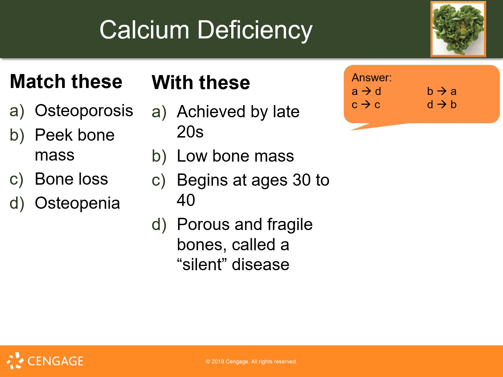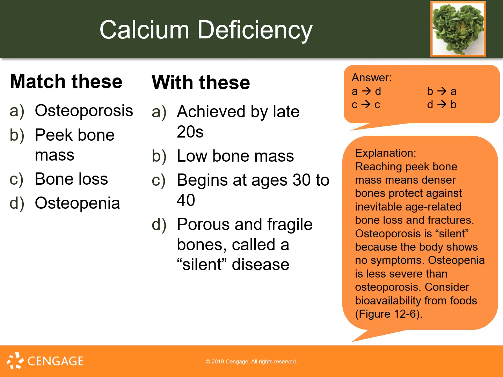A goes with D, osteoporosis, porous and fragile bones, called a silent disease. Peak bone mass, so B goes with A, is achieved by late 20s. Remember I told you that I actually grew in my 30s. And then C goes with C, so bone loss begins at age 30 to 40. Again, there's variations in genetic and other factors. D goes with B, so osteopenia is low bone mass. And that's actually a condition that's prior to osteoporosis, so it's less severe.